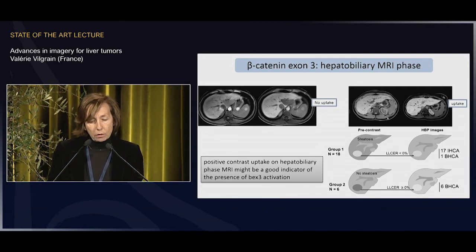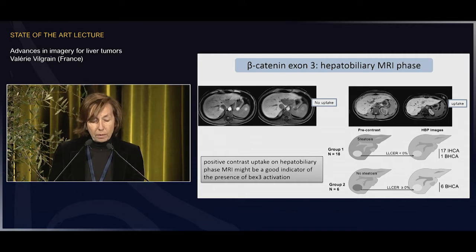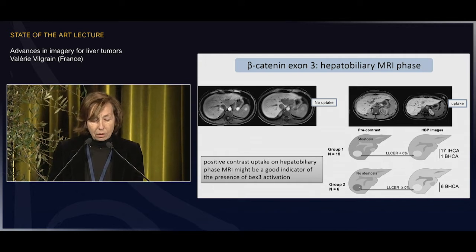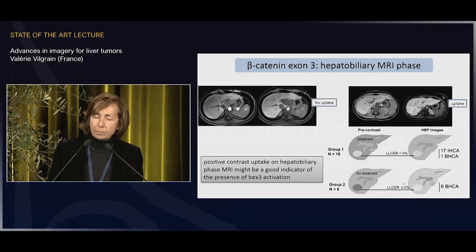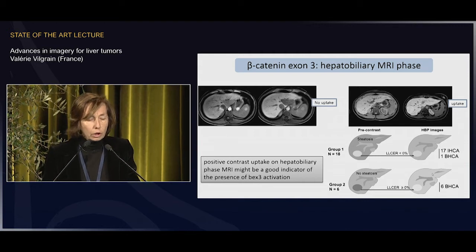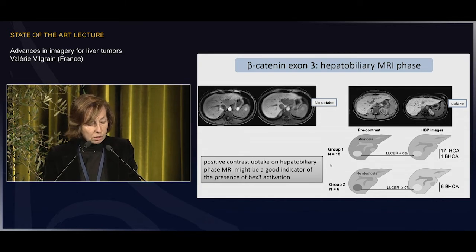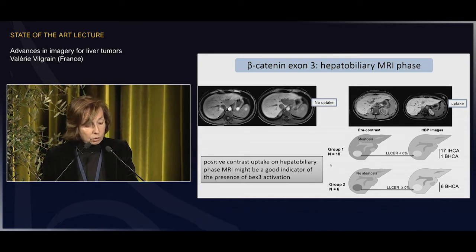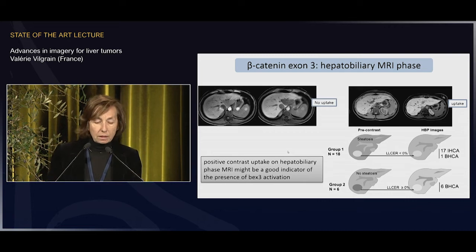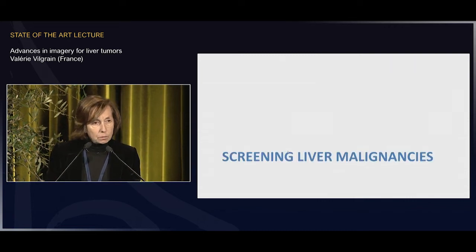So as other groups, we have been looking at these different hepatocellular adenomas, and if we see here positive uptake during the hepatobiliary phase, this actually seems to be very specific for beta-catenin exon 3. So we think that this positive contrast uptake might be a good indicator of the presence of beta-catenin exon 3 activation, and this is something that could really change patient management.